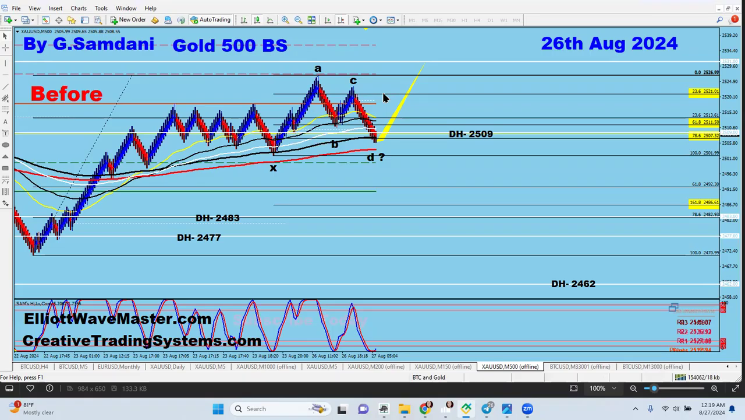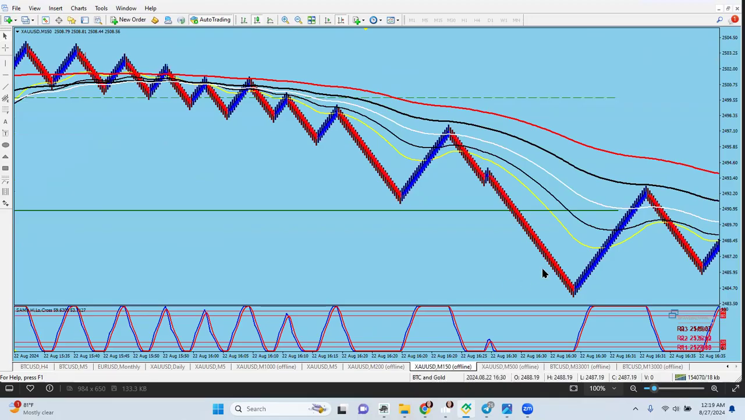So if you go above 2509, then what will happen? What I will do, I will be looking for entry from my 200 bucks or 150 bucks. Let's, for example, this one.